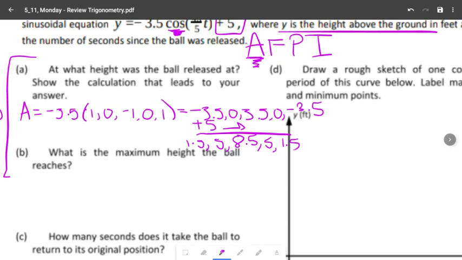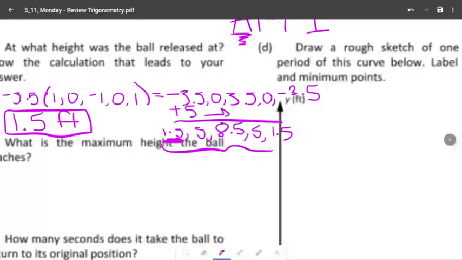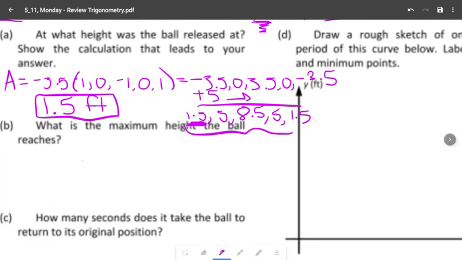So what height was the ball released at? That would be the first height that is here, 1.5 feet. Part B, what is the maximum height the ball reaches? We're looking at this list of numbers that we have right here. The maximum is 8.5 feet.